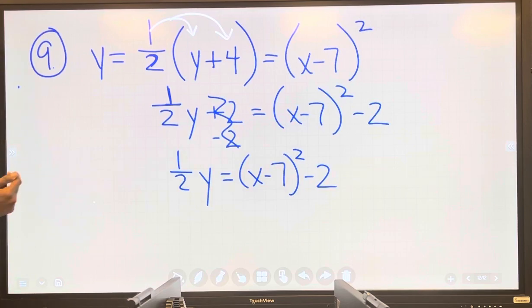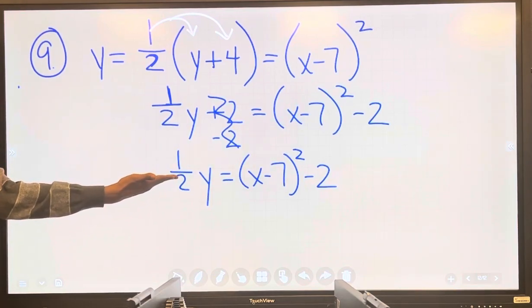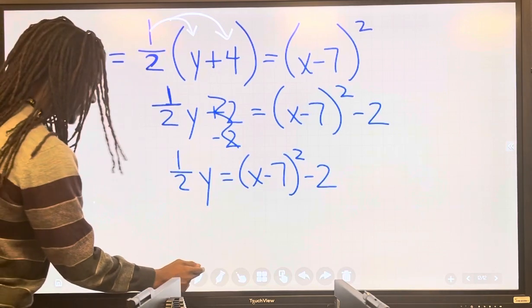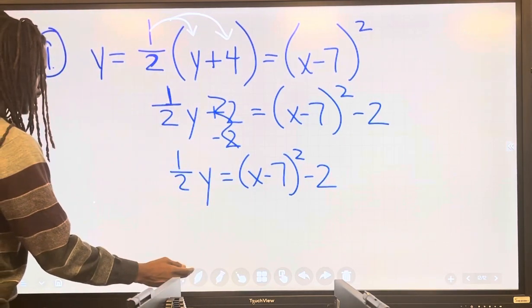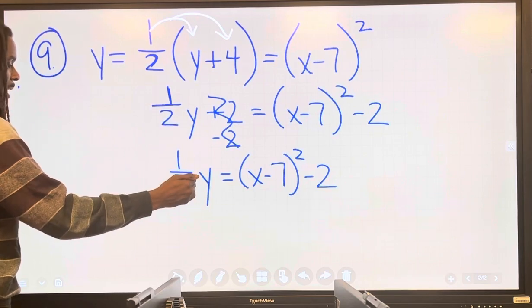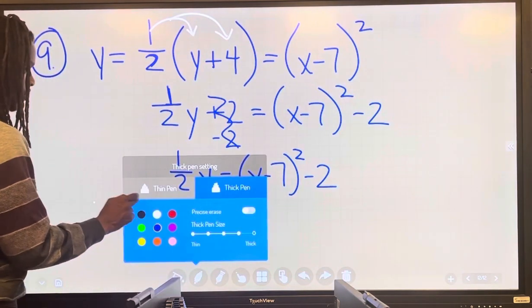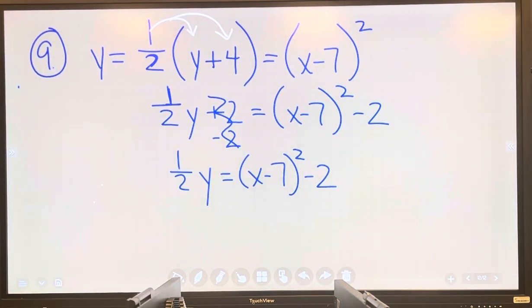So now, what do I got to get rid of? The fraction. So if I'm multiplying by 1/2, I got to do what? Divide by 1/2. How do you divide by half? Keep, change, flip. Well, no, you multiply and take the reverse.